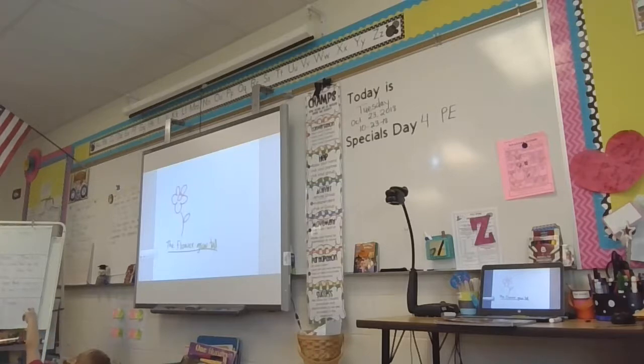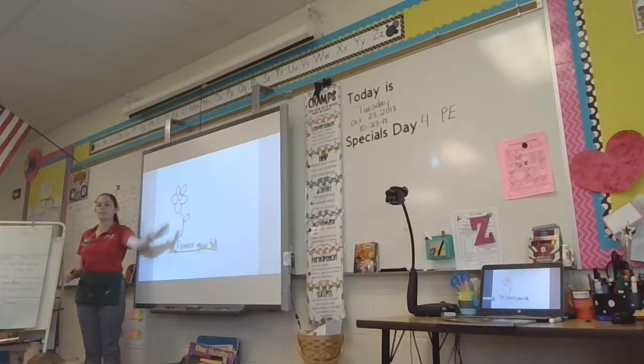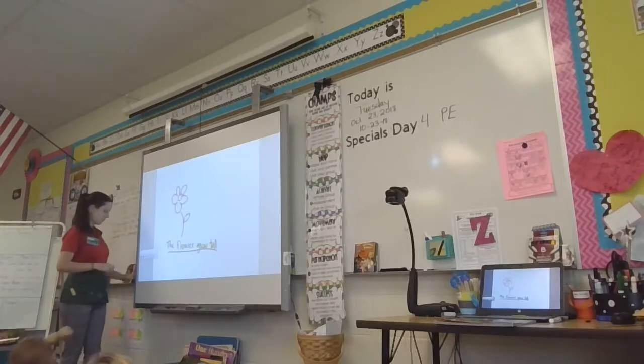Okay, so let's read this one all together. Ready? 1, 2, 3. Caption tells us about a picture. Good. So this right here, it says the flower grew tall. This is telling me about my picture. Okay.